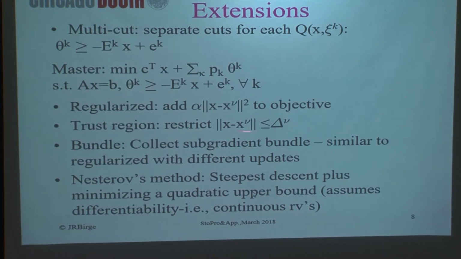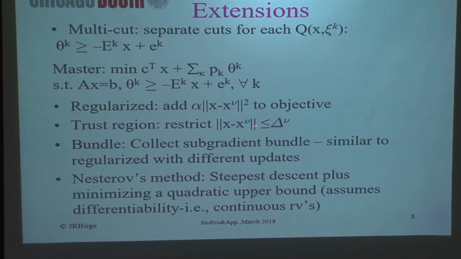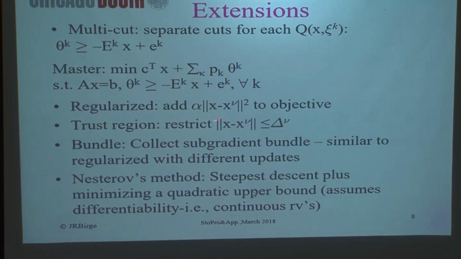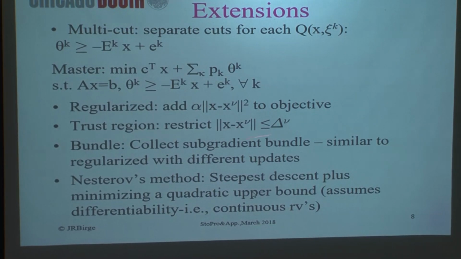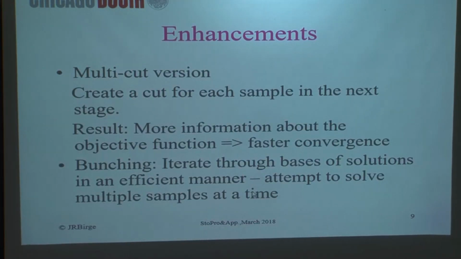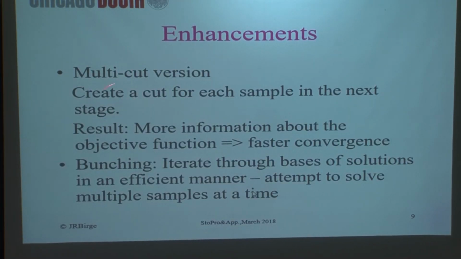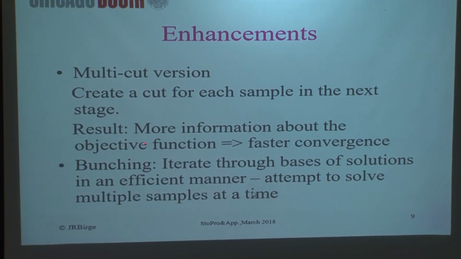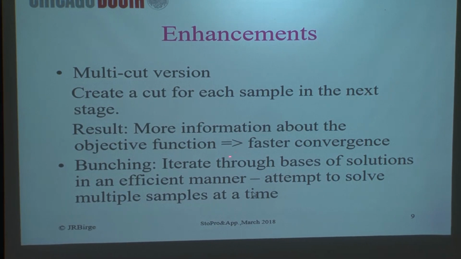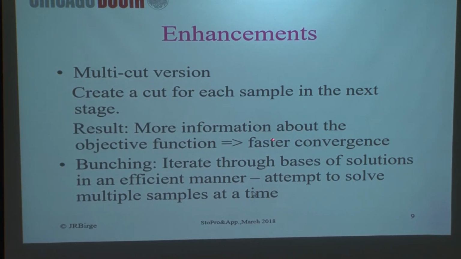Oh, trust region is basically the same as the regularized method. It's just the dual version of it. It's saying I'm explicitly going to limit. Like if I said my trust region was 5, I would explicitly limit it to not be further away than 5. So as I said, the multi-cut version, you create a cut for each of the samples, and that leads to faster convergence.